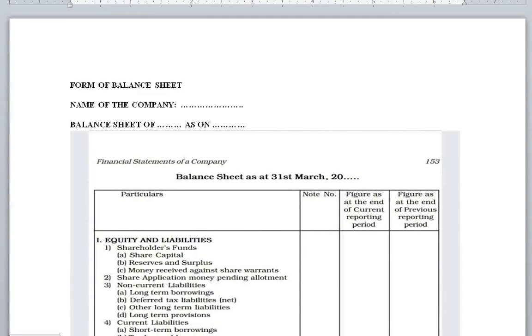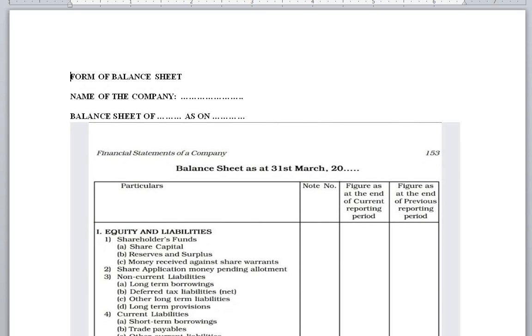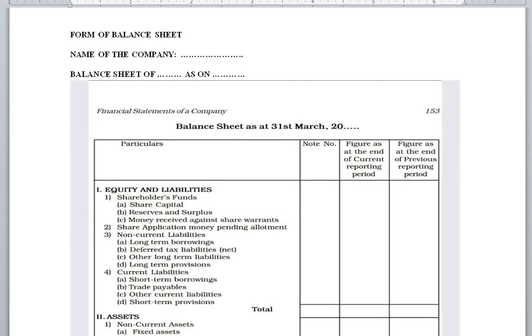Hi, in this video we are going to discuss the format of the balance sheet, which comes under Part 1 of Schedule 6 of the Companies Act 2013. So this is the format of how you're going to draw a balance sheet. I will discuss each item along with the notes, like the note number. You will have some notes to be prepared while you are doing a balance sheet. Along with that, we are going to discuss it.